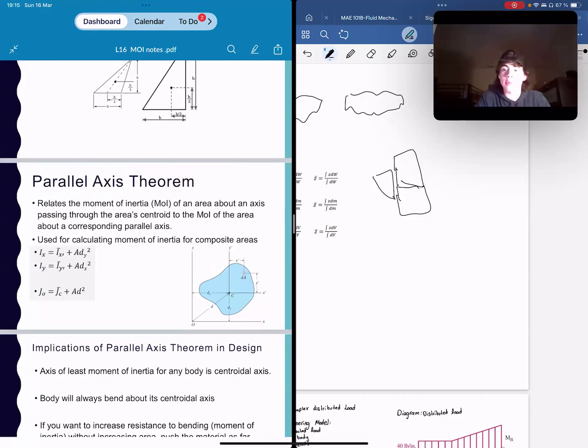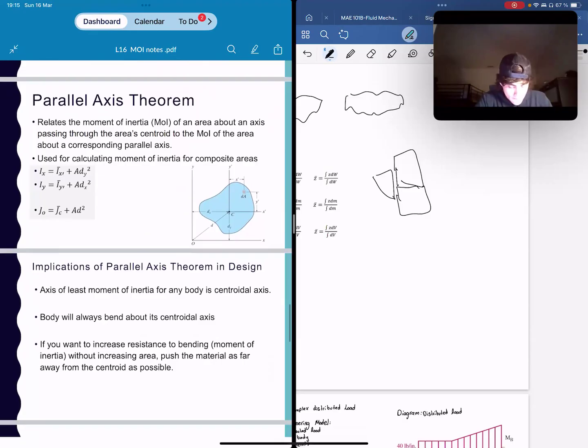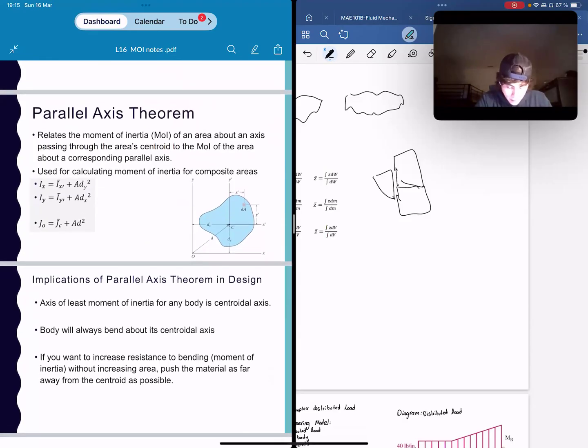Parallel axis theorem, I saw it in Physics 4A once again. Just to read, it relates the moment of inertia (MOI) of an area about an axis passing through the area's centroid to the moment of inertia of the area about a corresponding parallel axis. So what does it mean? It just means that the moment of inertia of the centroid contributes to another moment of inertia from a different reference frame.